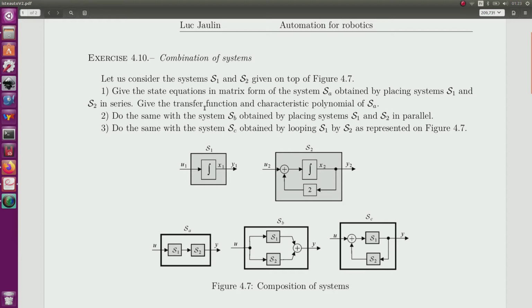Then we have to find the transfer function and also the characteristic polynomial of this system. Second question, we do the same, but we place the two systems in parallel as here. And for the third question, we have to loop as here.